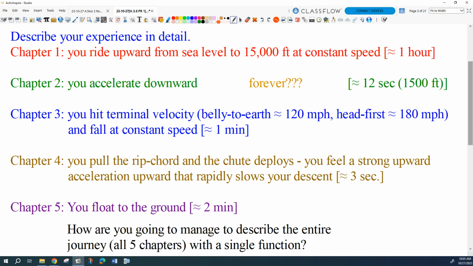We know how long we're doing each of these 3 parts. The first chapter takes an hour, second chapter takes 12 seconds, third chapter takes a minute, and so on. What would the output probably be? What's the height? Yeah, the altitude's probably the output, right?